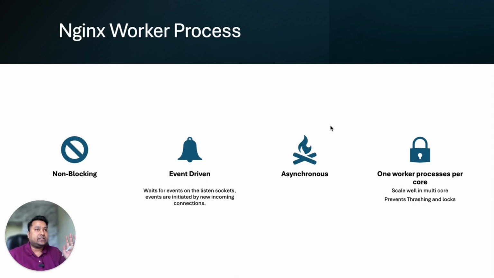It's asynchronous in nature. We will understand what asynchronous nature is, but anyway, in one of my videos I have explained asynchronous. And then, one process per core. Again, understand, it's not one process per incoming request, it's one process per core. That's the reason it scales well, right? Let's go over each point one by one.